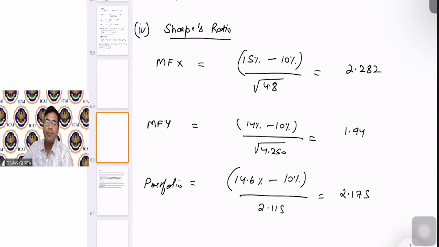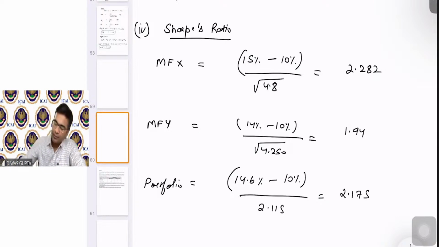Okay, students. Sharpe's ratio is very easy again to calculate. See, one more point, students, please note that we have not taken the CAPM return here. While calculating Treynor's and Sharpe's ratio, some of you might think that we have calculated the CAPM return also, but that is the expected return. That is not the actual return. The actual return is 15, 14, and 14.6.